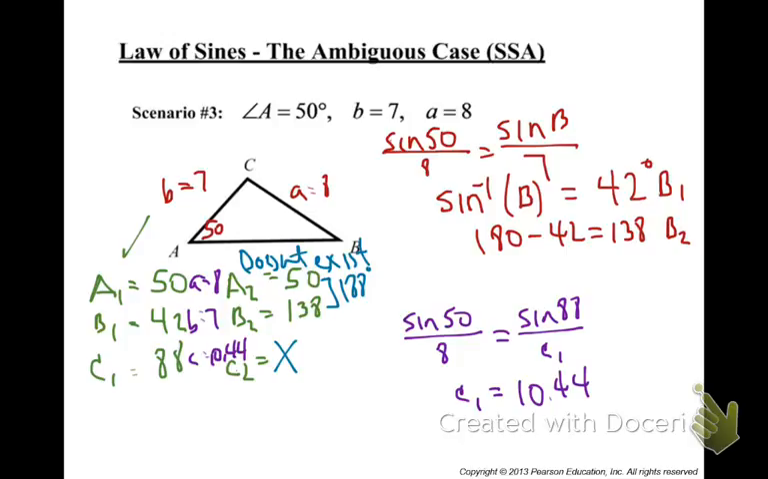Okay? So that's your 3 cases. You can have 2 triangles, 1 triangle, or none, depending on the given information. When you are able to get your second angle, you always find its supplement, right? Because we're working in that quadrant 1 and quadrant 2.